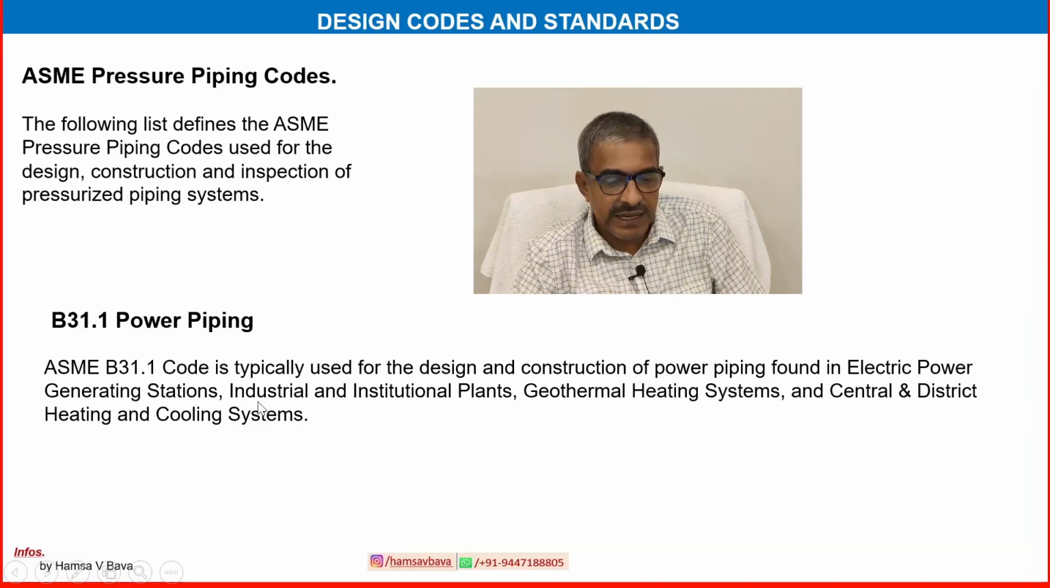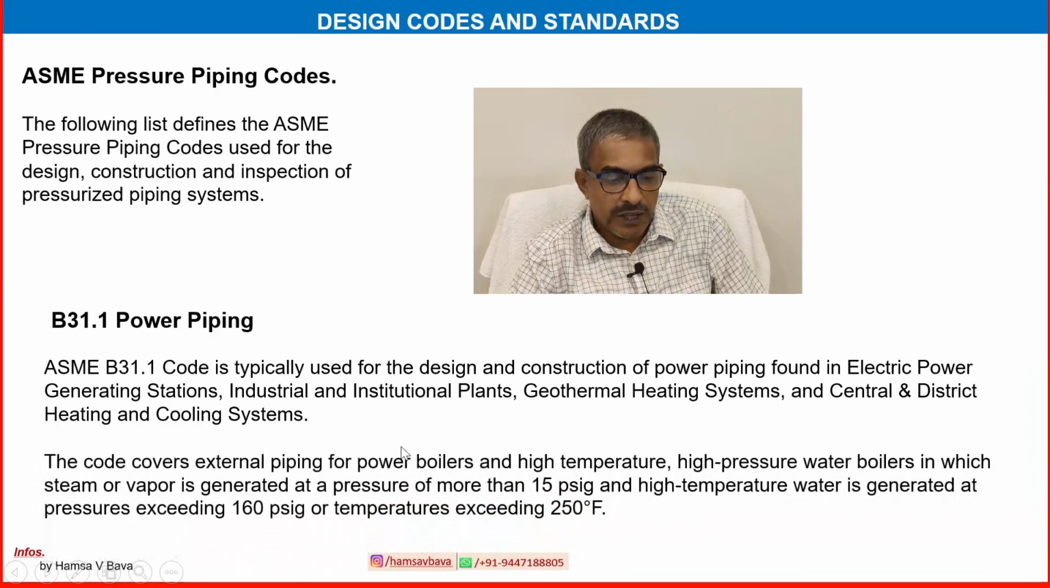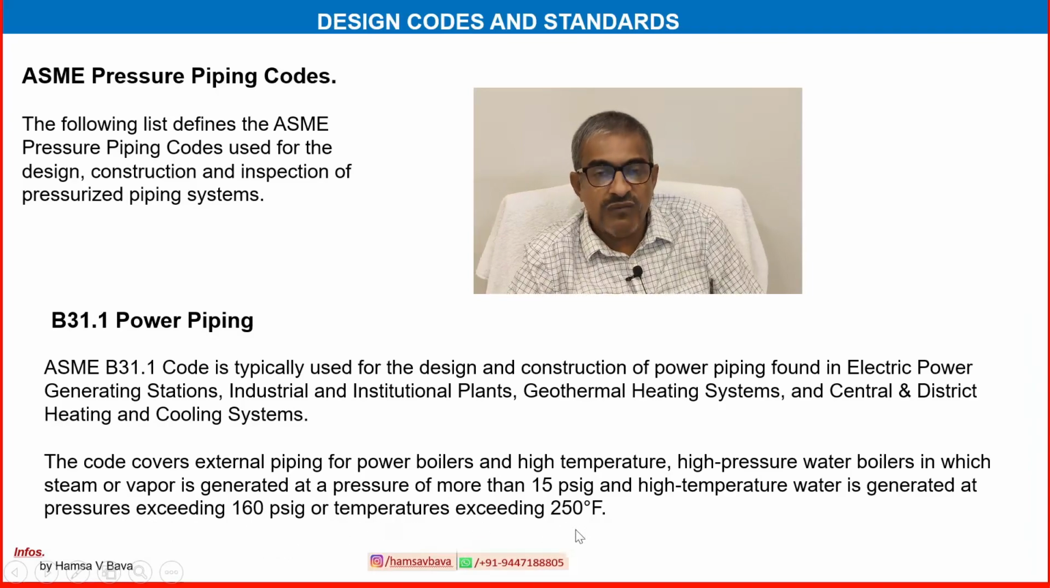power generating stations, industrial plants, geothermal heating systems, and central and district heating and cooling systems. The code covers external piping of power boilers and high temperature, high pressure water boilers in which steam or vapor is generated at a pressure of more than 15 psig and high temperature water is generated at a pressure exceeding 160 psig or temperature exceeding 250 degrees Fahrenheit.